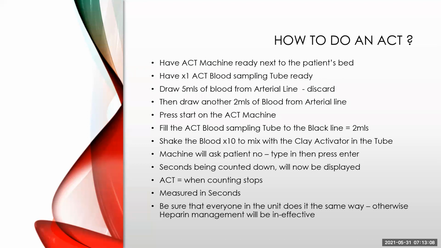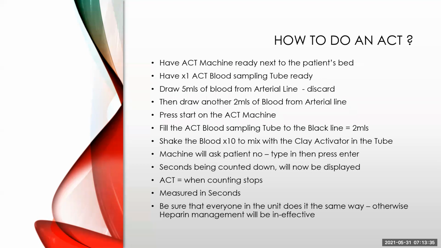The machine is going to ask you for a patient number or your passcode or whatever you have to put in there. You're going to put that in. If you don't know the code, put zeros, press enter, and then the seconds will be counted down, and you will be able to see the seconds counting. So the ACT is the number that you will see when the counting has stopped.